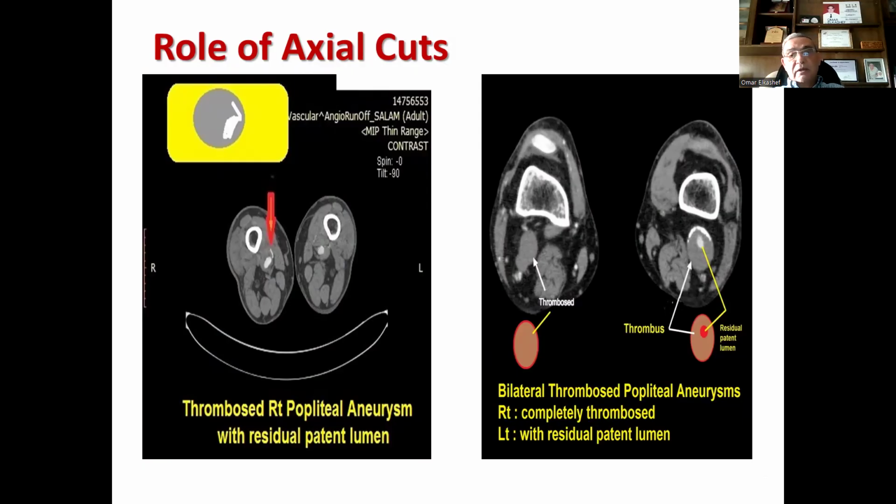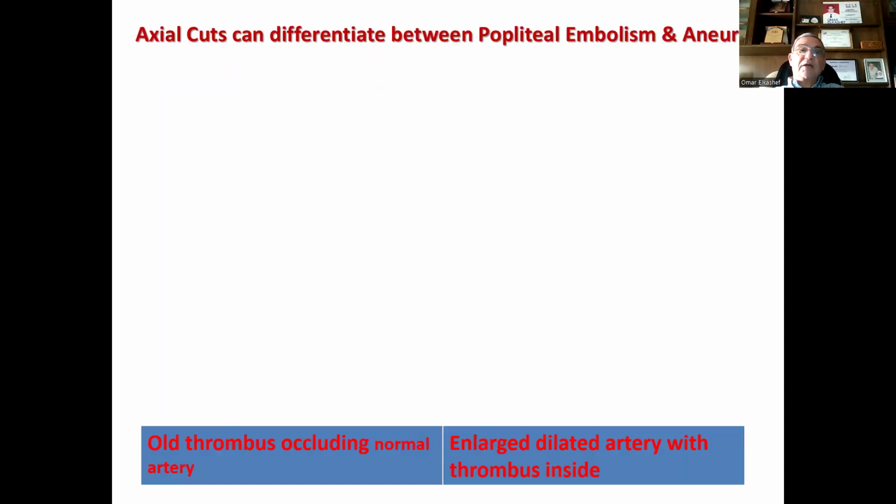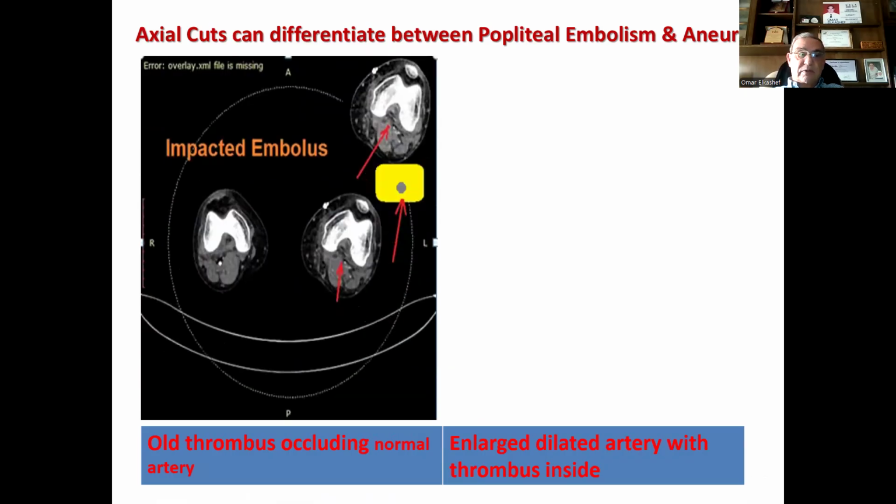So how can we differentiate between thrombosed popliteal aneurysm and embolic ischemia of popliteal artery? By the presence of a dilated sac of the aneurysm, which is more than normal, while in embolism we find the popliteal artery in its normal size. So axial cut can differentiate between popliteal embolism and aneurysm.